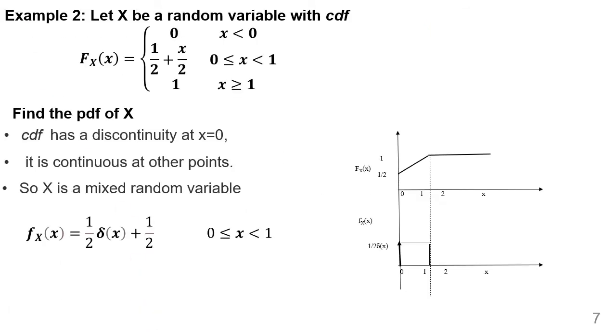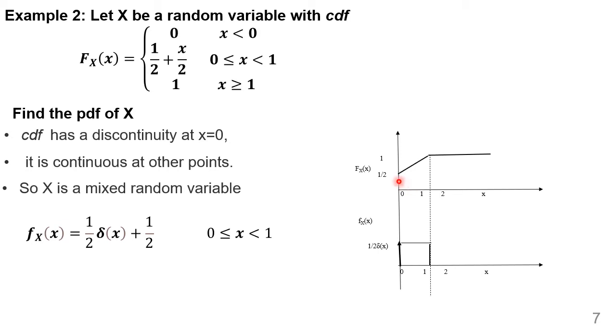Let us take the second example where x is a random variable whose CDF is defined as F_X(x) equal to 0 for x less than 0. It is half plus x by 2 for all values of x between 0 and 1, and it is 1 for x value greater than or equal to 1. We need to find the PDF of x.